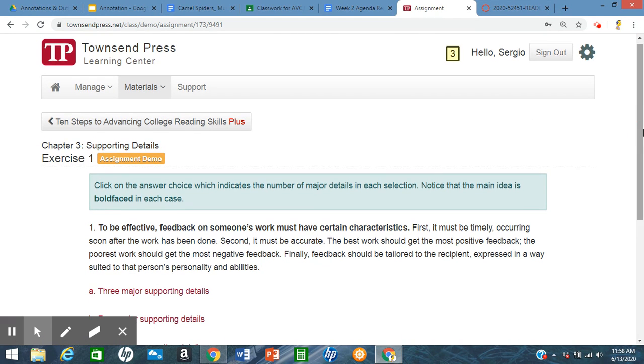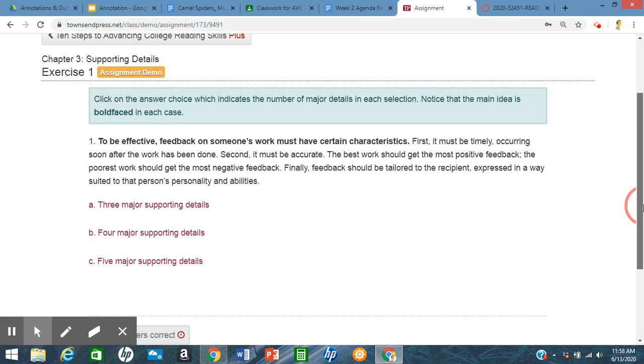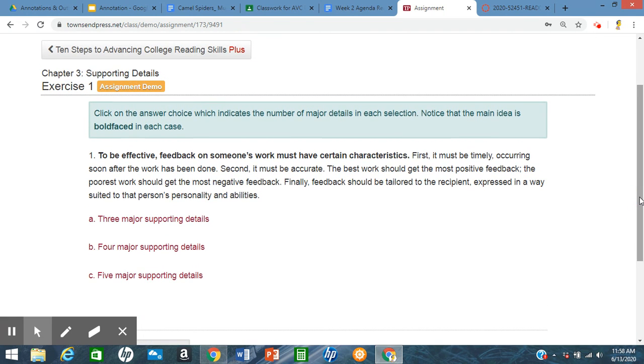So we already have discussed main idea. And with main idea, that's basically the topic sentence of the paragraph or piece of work. But without supporting details, a main idea is merely just an opinion, but you have to be able to back it up with evidence. So on here, we're just going to focus solely on supporting details.